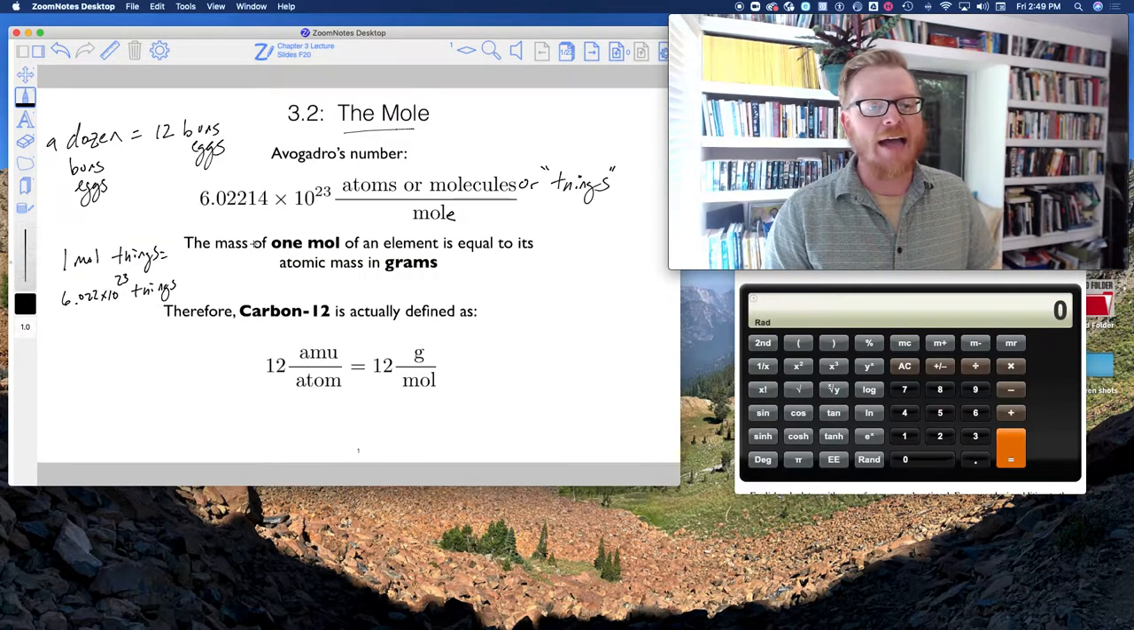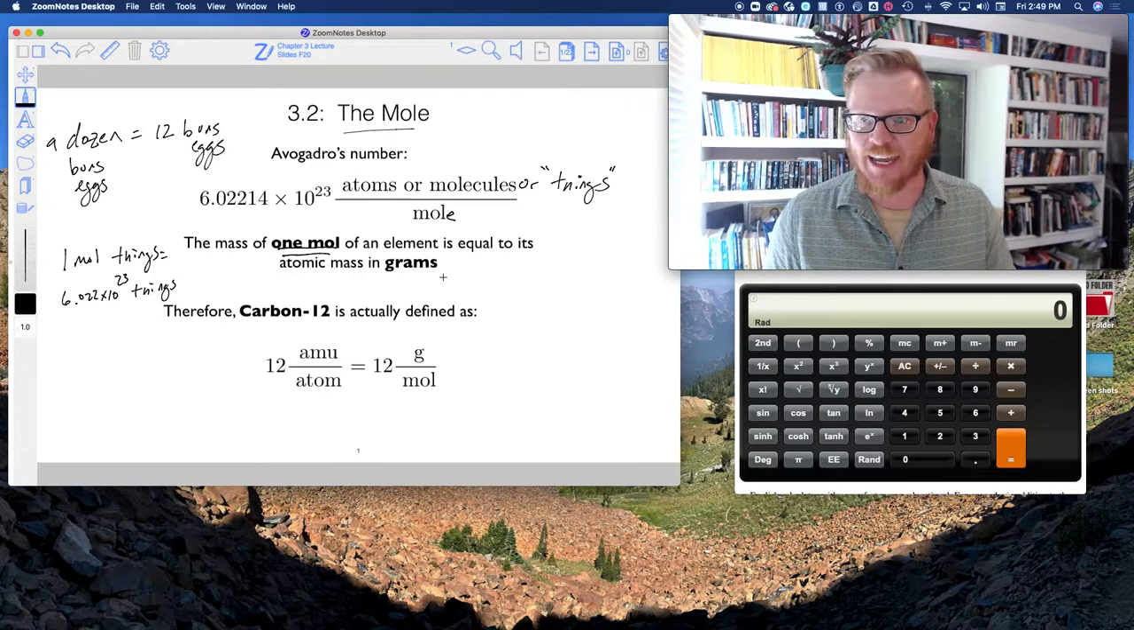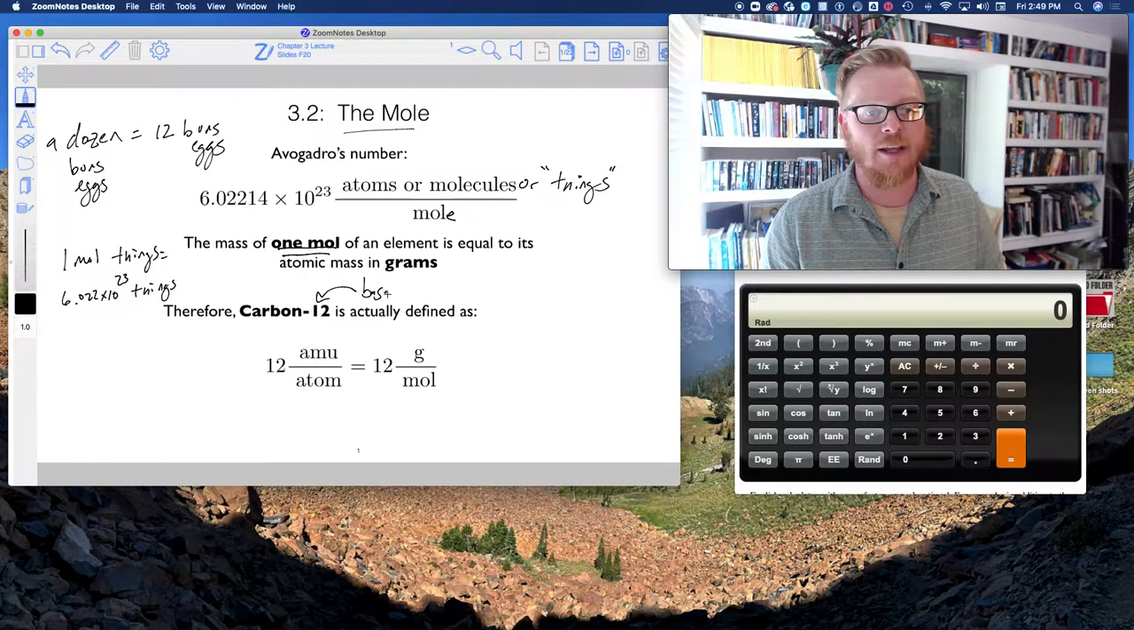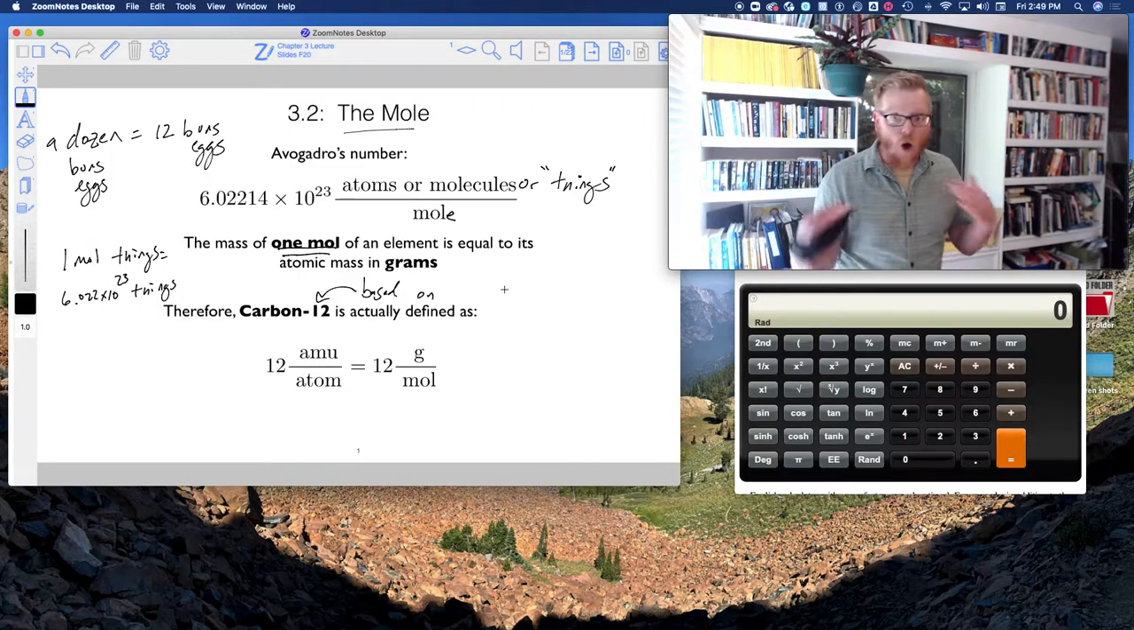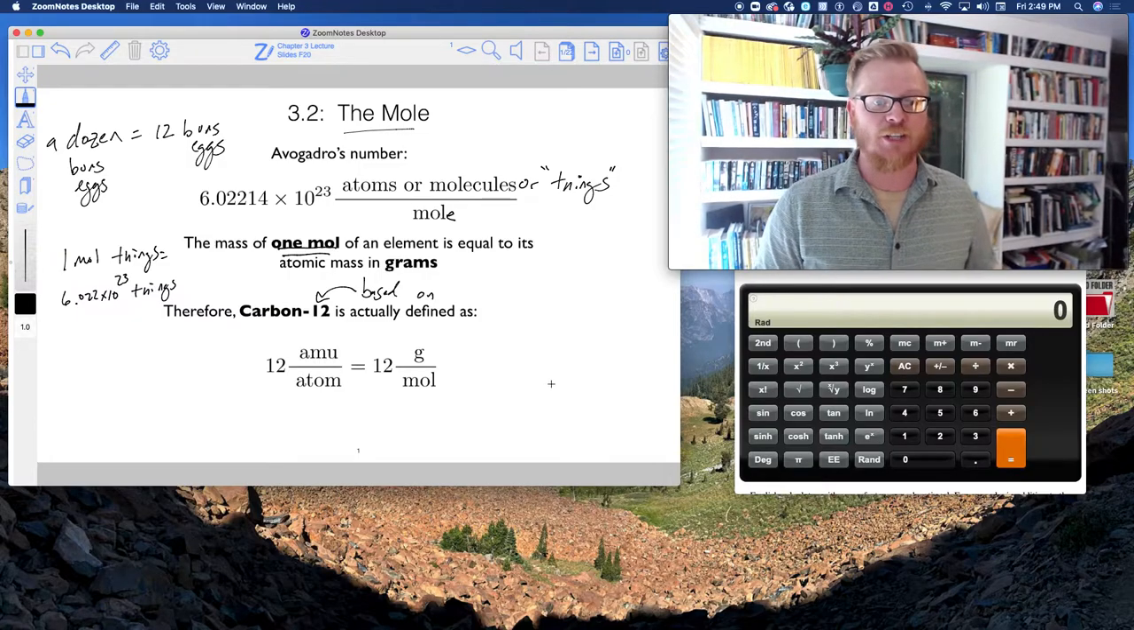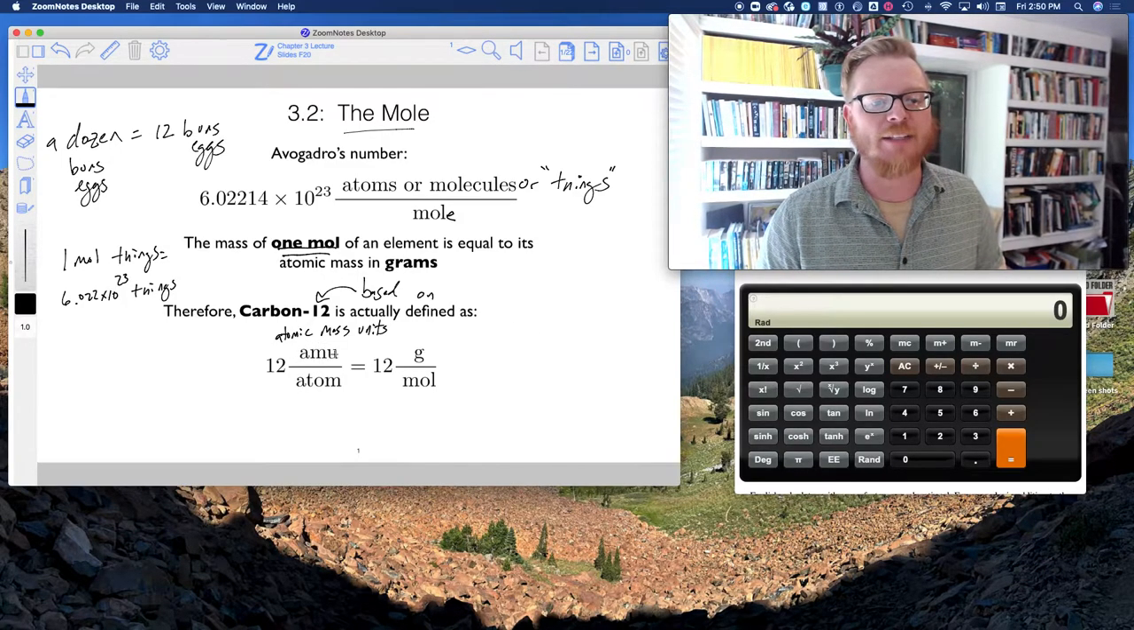As it turns out, the mass of one mole of an element is equal to its atomic mass in grams, okay? And this is all based on carbon 12, and I talked about that in the lectures last week. All of those masses that we have in the periodic table are actually based on carbon 12 being exactly 12 AMU, atomic mass units, okay? And by definition, 12 atomic mass units per single atom is the exact same as 12 grams, in this case, of carbon in one mole.